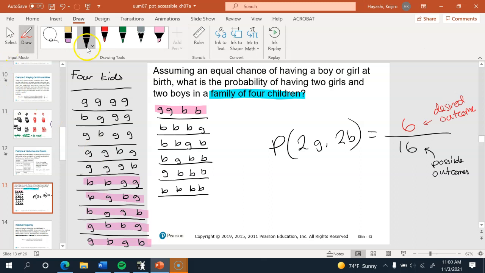This should reduce to 3/8, which is 0.375. An eighth is 0.125. So about a 37% chance, right? 37.5% chance.